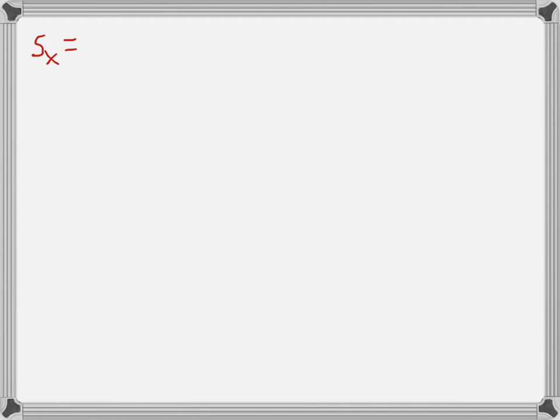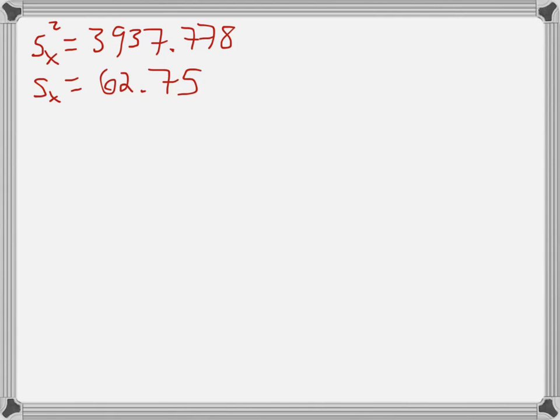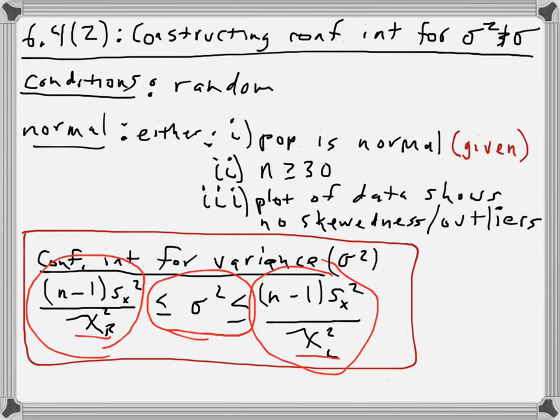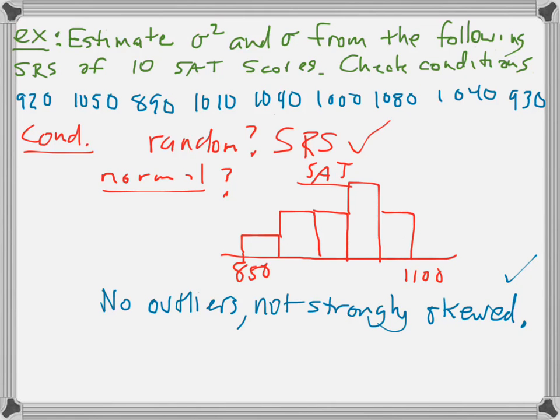And again, I apologize that I don't have my calculator here, but we need the variance, which I got as this number here, 3,937, and then the standard deviation should be the square root of that at 62.5. Next thing I need for my formula, and this is going to be my formula right here, is I need my critical values of chi-squared.